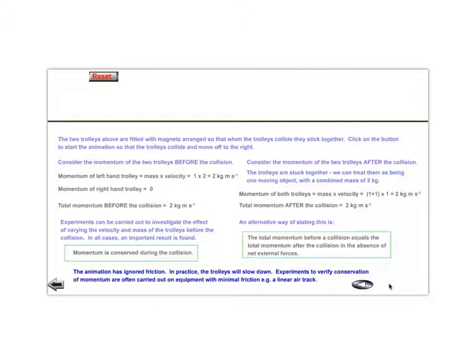And usually that's expressed as the total momentum before a collision equals the total momentum after, in the absence of net external forces. That's because we've ignored friction, okay? So we tend to do these experiments on things like air tracks to minimise friction.